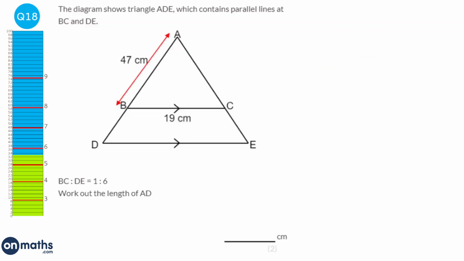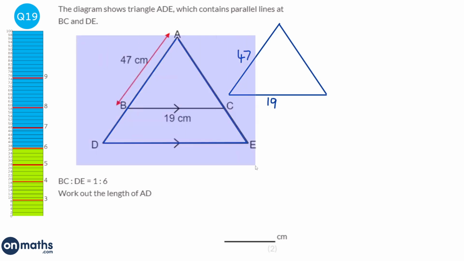With these questions, it's normally easier to view these as two separate triangles. So we've got a small triangle here with 19 and 47. And what I'm going to do is I'm just going to move this out. And we've got a bigger triangle here. Well, we don't really know what any of the sides are just yet, but we can work them out.